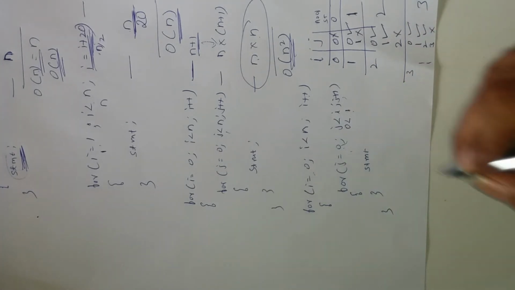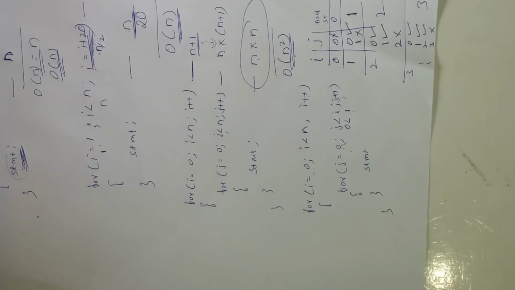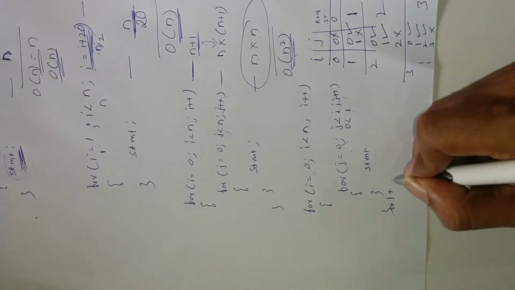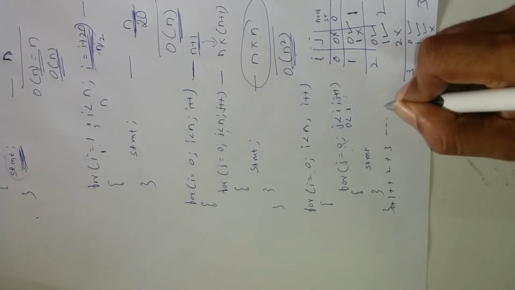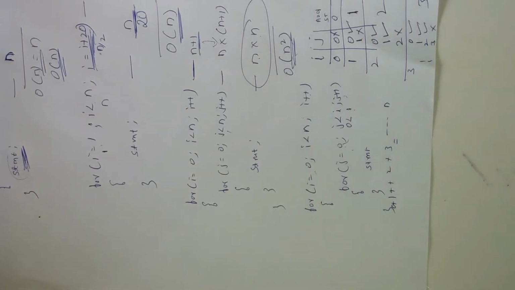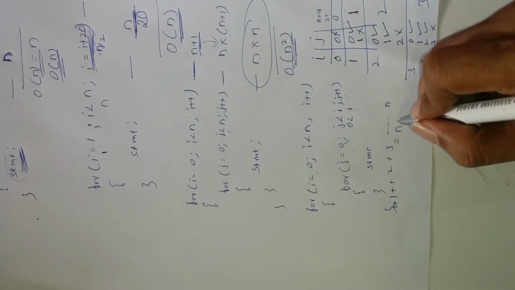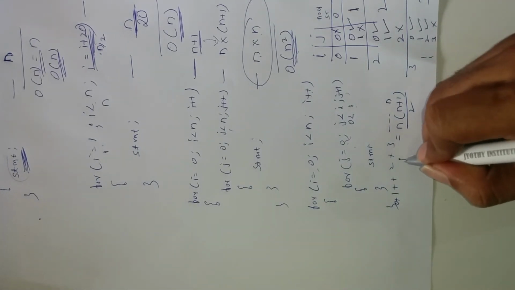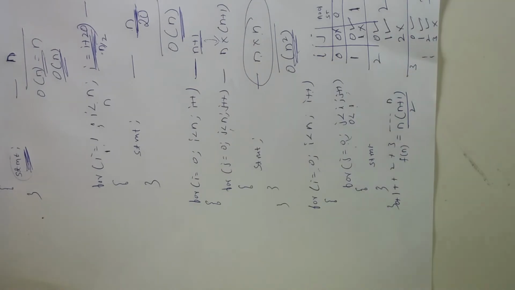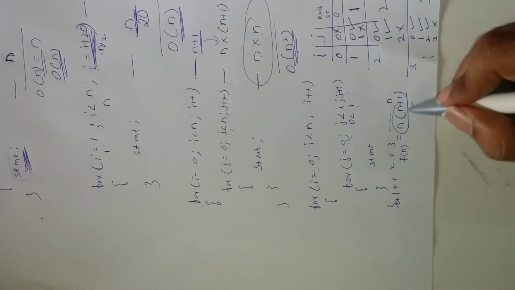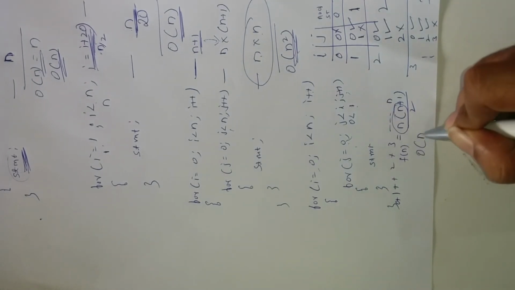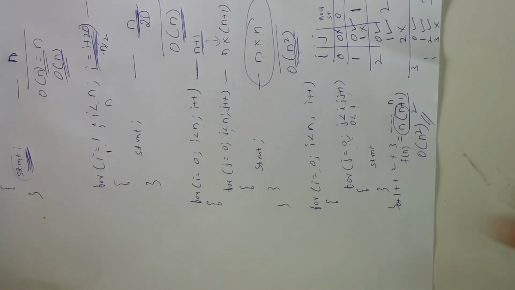Now, after the completion of tracing, what is the time value for this one? It looks like 0 plus 1 plus 2 plus 3 up to n terms. That indicates the sum of natural numbers. The standard formula is n into n plus 1 by 2. Clear? Now, f of n is equal to n into n plus 1 by 2. What is the order? We always take the highest n value only. We have to exclude the numerical. So order of n square. The final answer is order of n square.